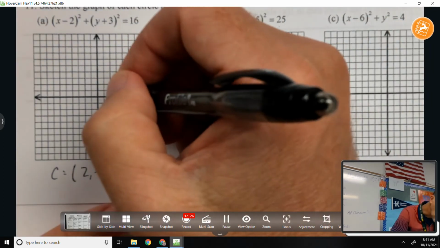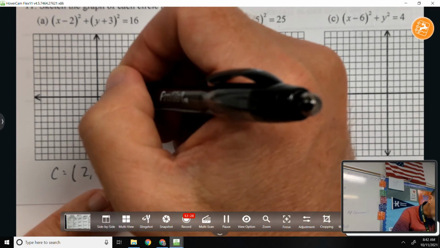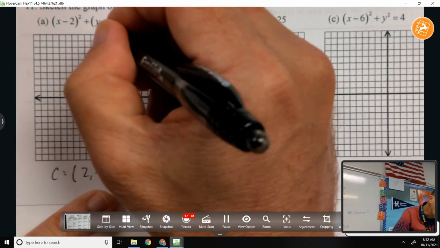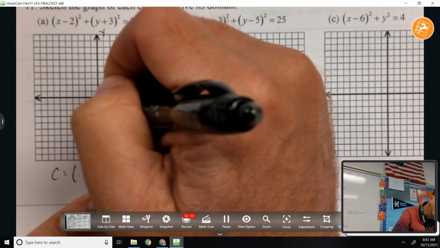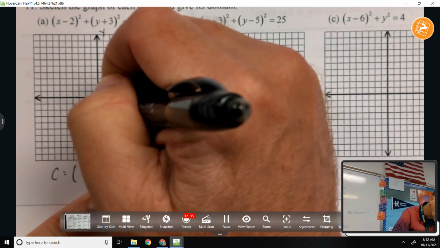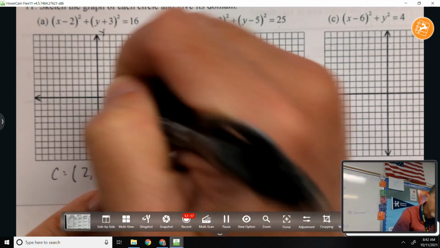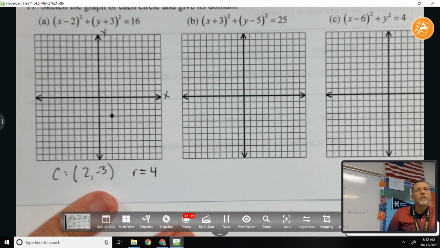So, yeah, this should be easy, as long as you don't get your x and y backwards or forget a negative or something. So 2, -3. Watch me mess one up here. Over 2, down 3. And what do I do with that radius 4?